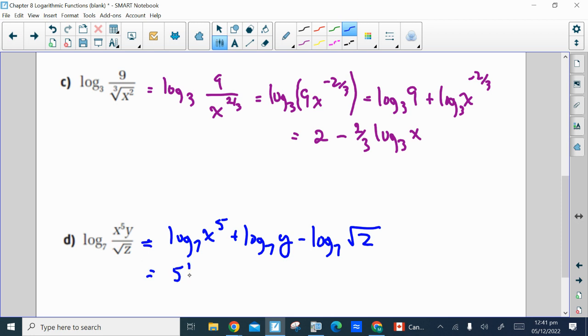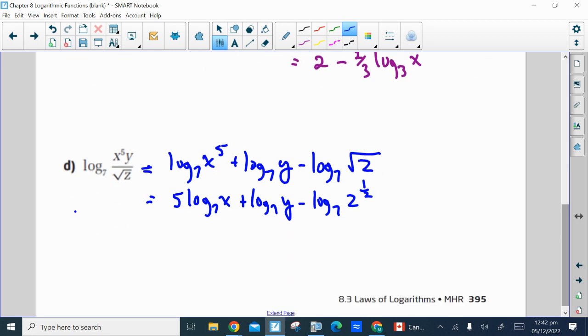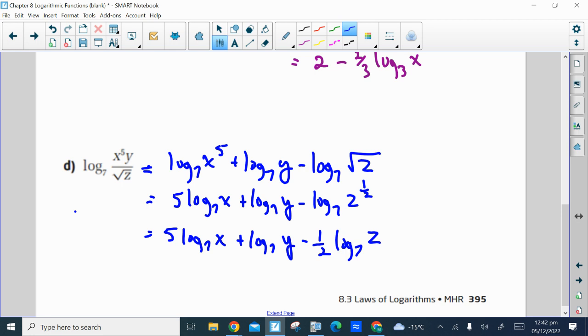So the 5 can come in front as a coefficient. And the root of z could be written as z to the 1/2. And so our last step will then be to bring that 1/2 in front as a coefficient as well. So we've written those in terms of logarithms of x, y, and z.